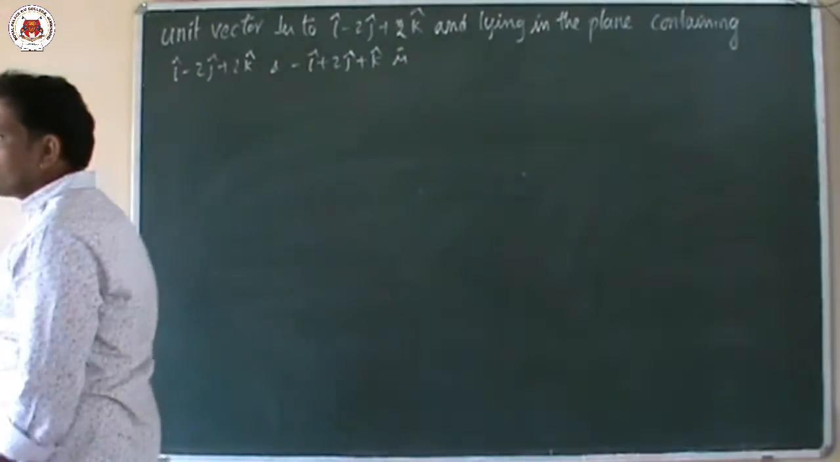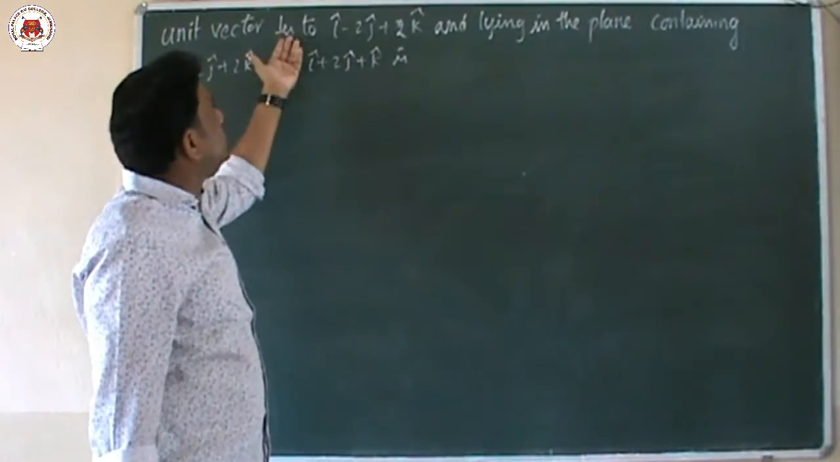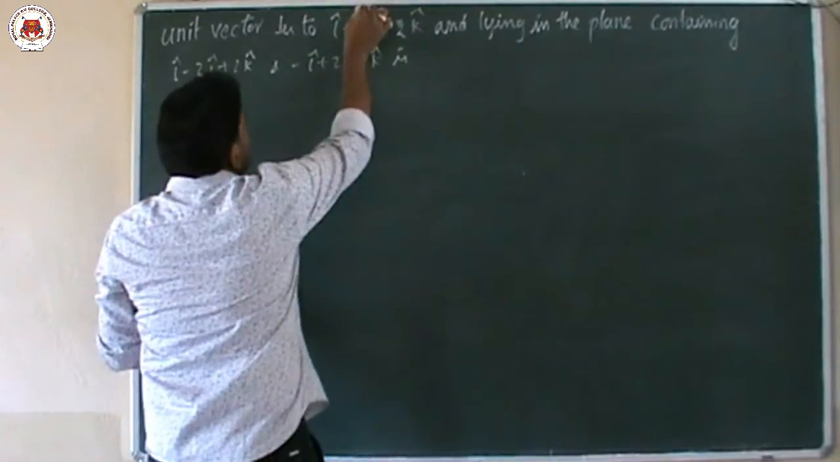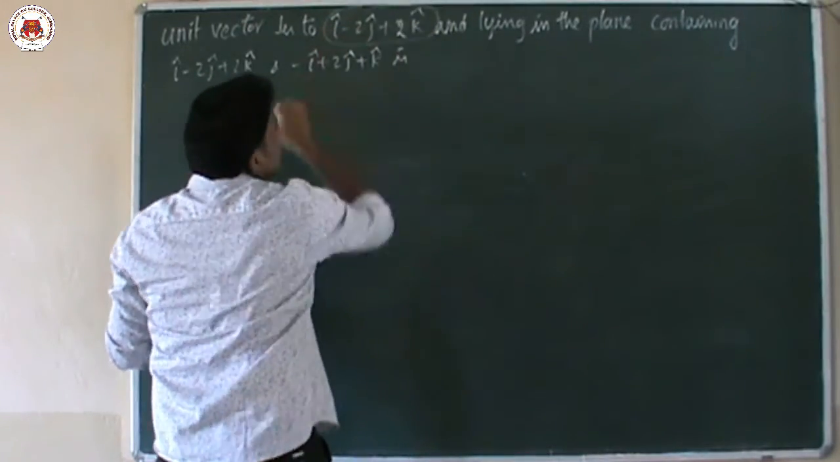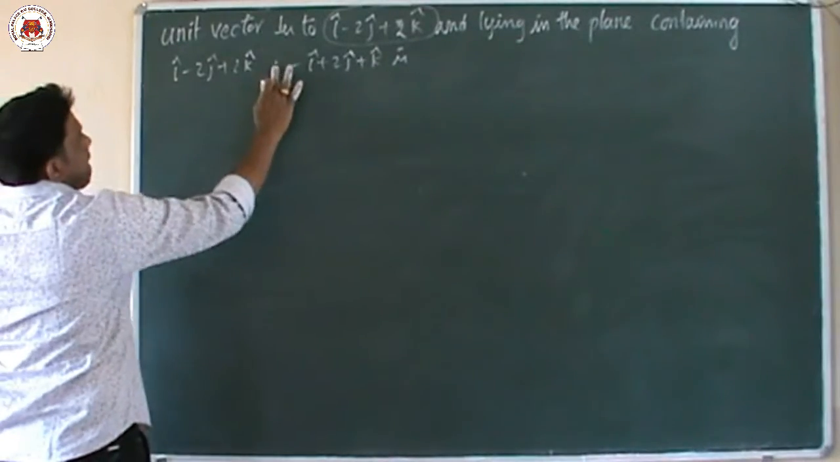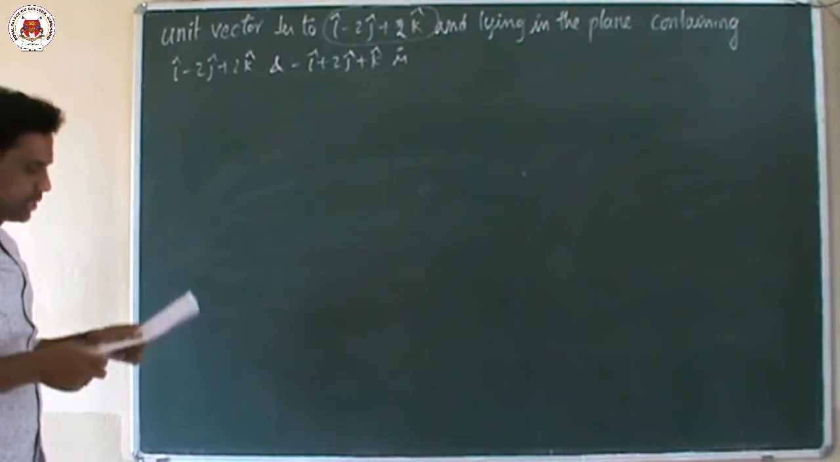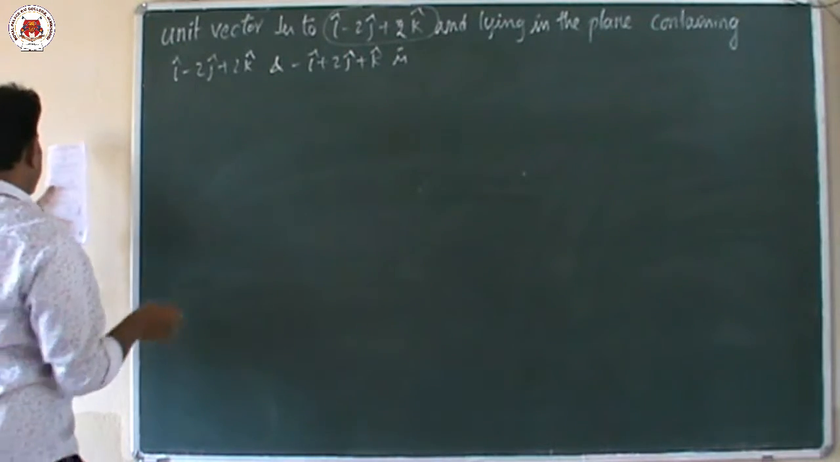is the question. Student, the question is: a unit vector which is perpendicular to this vector, and it is lying in the plane which contains these two vectors. This is the question. In this question, if options are there, it is very easy to solve. So in this question, you are given the options.